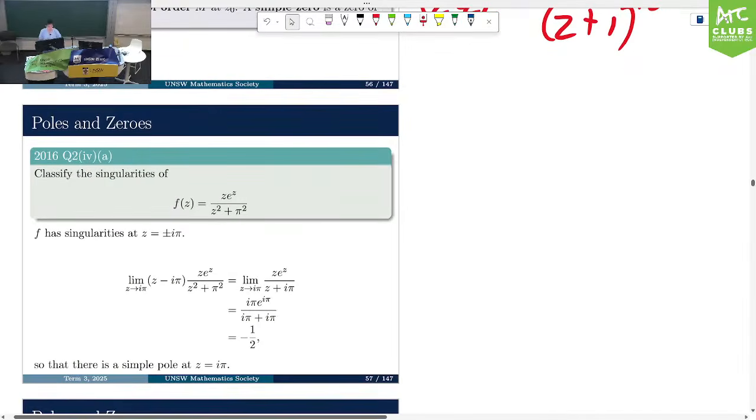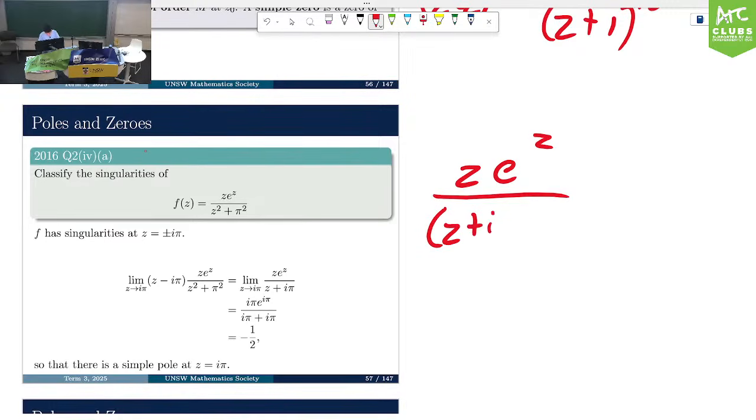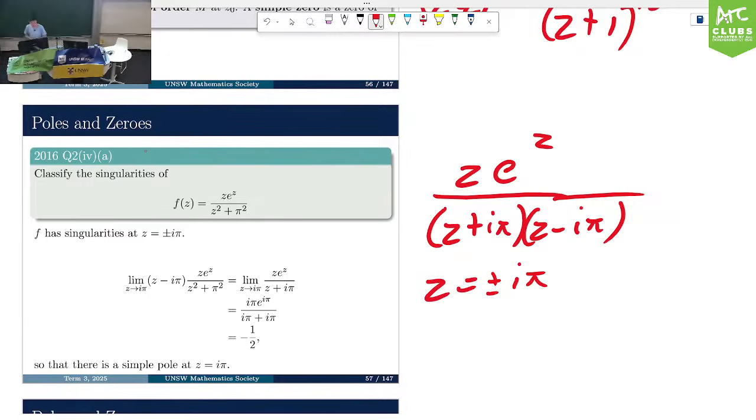Okay, so classify these singularities. We basically want to find what will make this go to 0, at least in the denominator. For the bottom, we just factorize it: z plus i pi, z minus i pi. Obviously we see the poles are plus or minus i pi. To classify these singularities informally, I'm just going to say, look, this power here is a power of 1, and this thing here is also a power of 1. So both of these are simple poles.